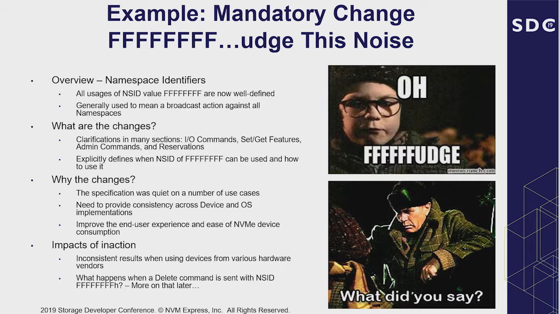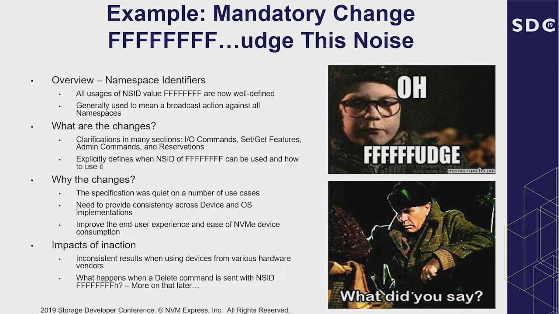And so what we did inside of 1.4 is we made very explicit exactly what the different FFFF definitions were for each of the commands. This is true for IO commands, set and get features, admin commands, as well as reservations. All of these things, it's either, FFFF is supported or it's not supported. When it is supported, it means this. These are the error conditions to send back when it's not the case.